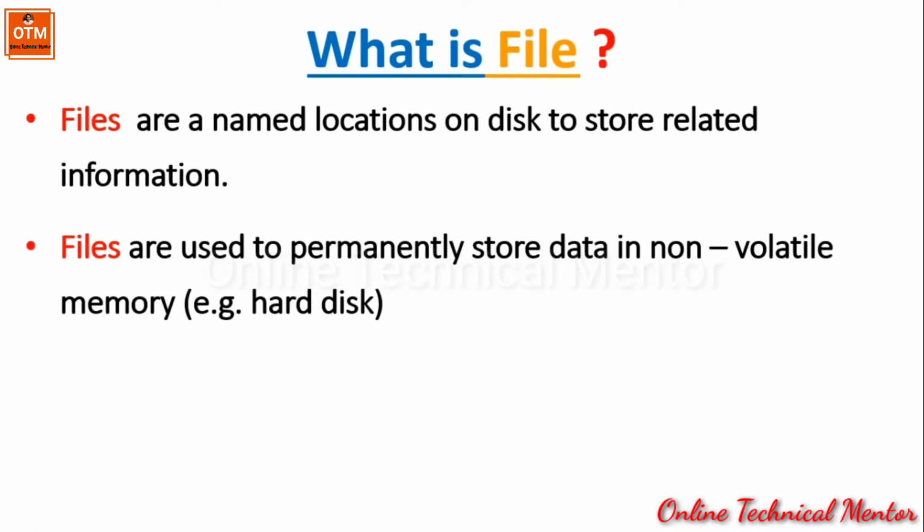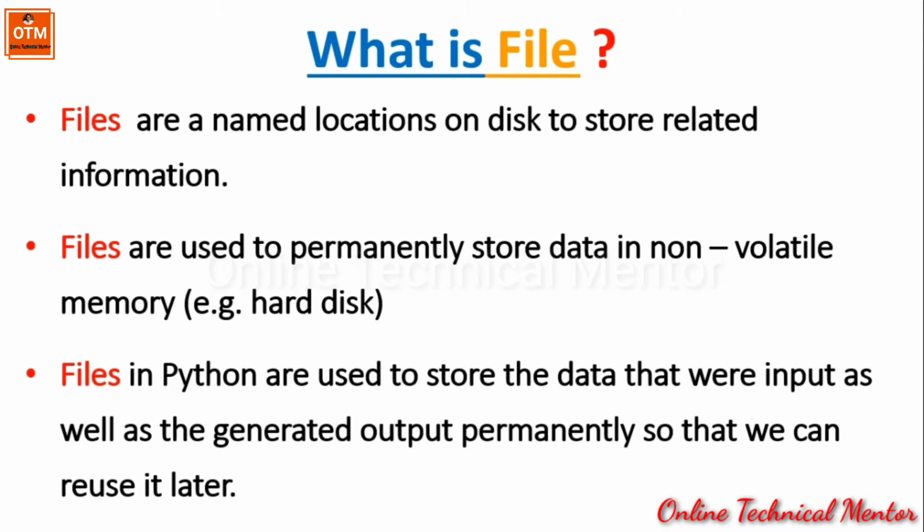Files are used to permanently store data in non-volatile memory, for example a hard disk. Files in Python are used to store the data that was input as well as the generated output permanently so that we can reuse it later.